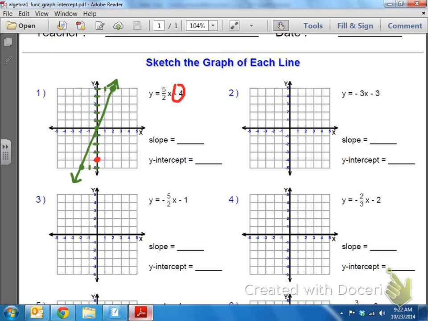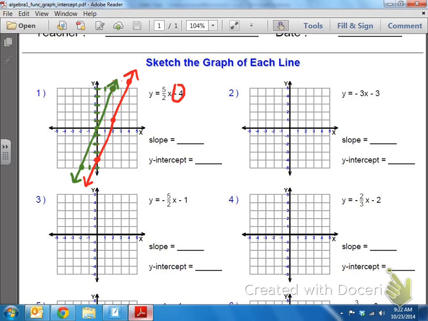So I'm going to go up 5 over 2. I'll do it again, up 5 over 2. And I had to go off the graph this time. It's almost unavoidable. And then I draw my line. So notice that these two lines are the same. They're the same line because they are parallel. That's something else we're going to get into in this unit.